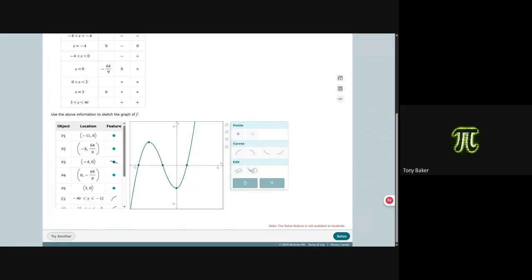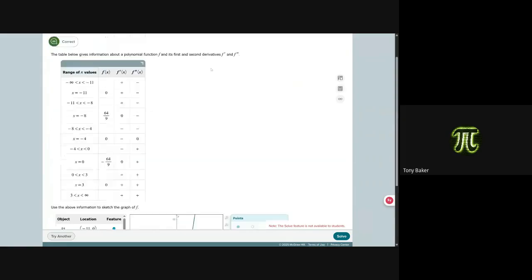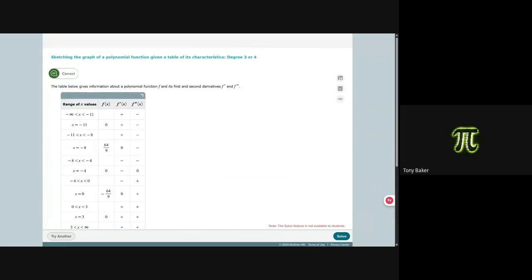So you have to use their information to do it. Notice how in this problem, they don't give you the graph. They don't tell you what the equation is. So you can't just go to Desmos and get the equation for it. You have to use the information they gave you.